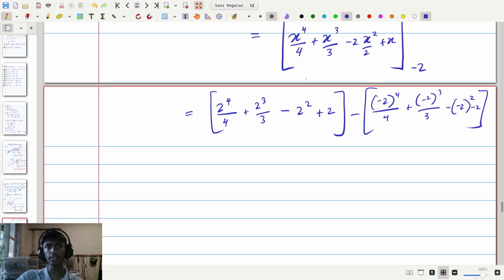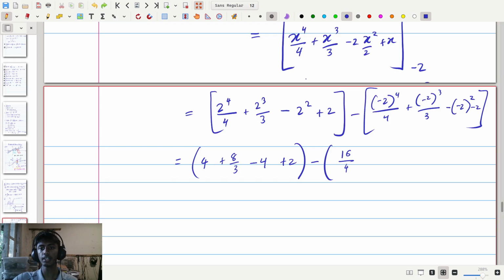Now then, we have to evaluate this thing. On the left hand side we have 2 to the power of 4 divided by 4, which is going to be 16 divided by 4, which is going to be 4, so here we have 4. This bit is going to be 8 divided by 3, so plus 8 divided by 3. This part is going to be 4, so negative 4. And this part is going to be 2, so plus 2. From that we have to subtract this thing on the right here. Negative 2 to the power of 4 is going to be 16, so here we have 16 divided by 4. And then this part here is going to be negative 8, so negative 8 divided by 3. This part here is going to be negative 4, so minus 4. This part here is going to be negative 2, so minus 2.